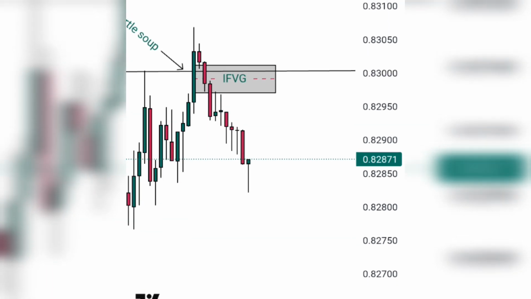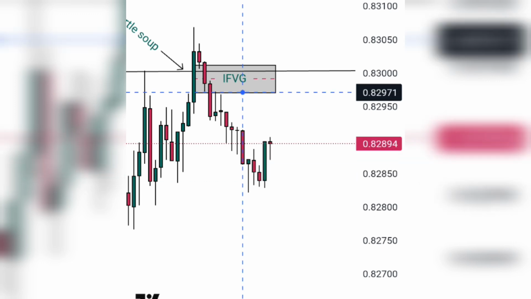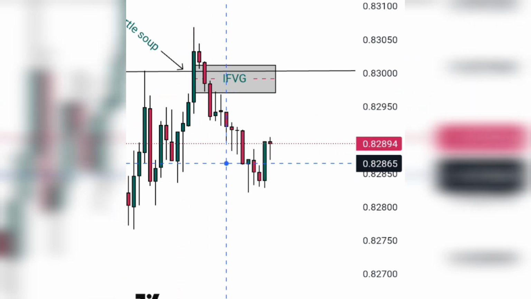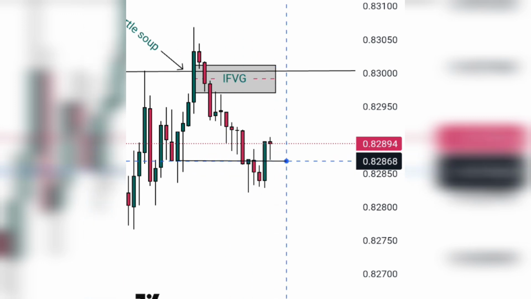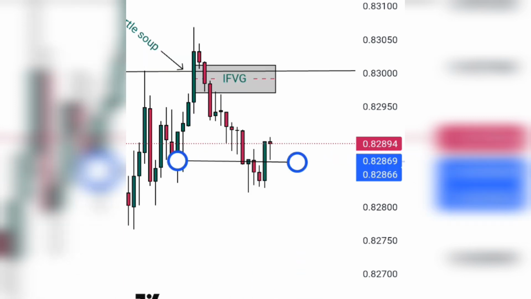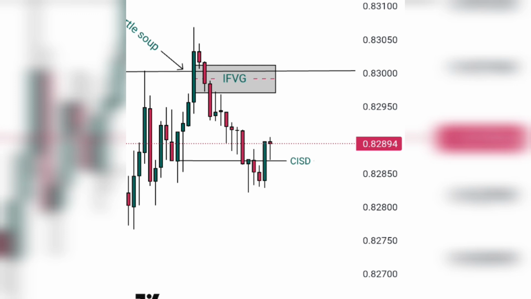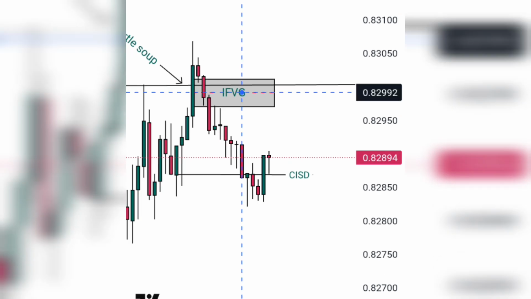So what you're looking for right now is the change in state of delivery to confirm that the market has actually reversed. So right there we can see that the market has shown us the change in state of delivery. There is a break in a series of high close candles. So right now we are going to look for an entry.